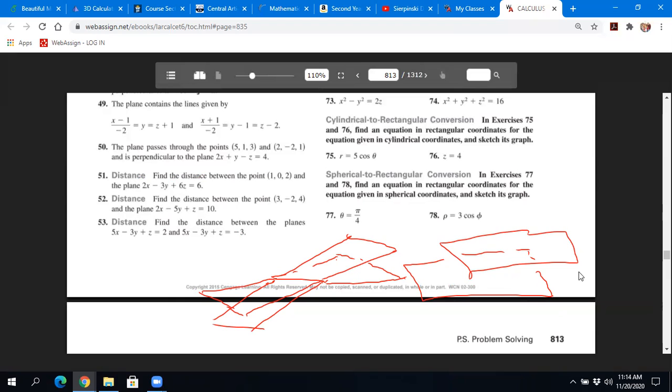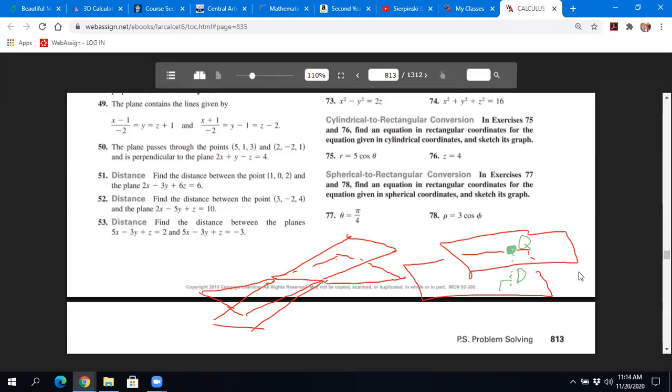Now, if the planes intersect each other, that means the distance is 0, right? If the planes are parallel, what would be an effective strategy for finding the distance between those planes? Yeah, that's right. You could just find a point Q on this plane and then compute the distance down to this other plane, right? So that distance right there, and then it would just become like the previous problem, yeah?